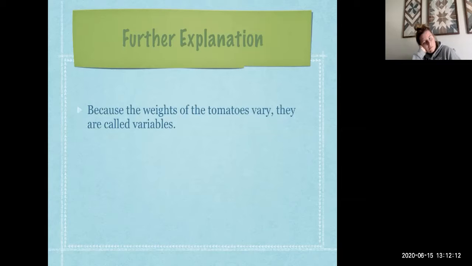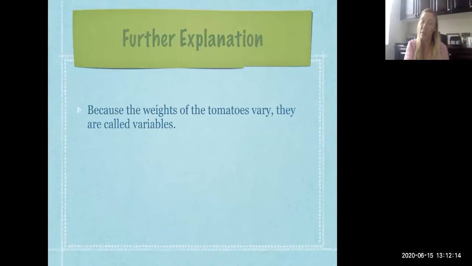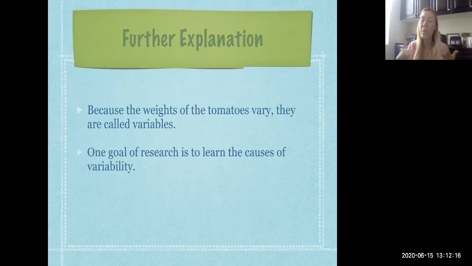So again, because the weights of the tomatoes will vary, that's why we call them our variables. One of the big parts of statistics is we look at what we can learn as far as the variability. So one goal of research is to learn.